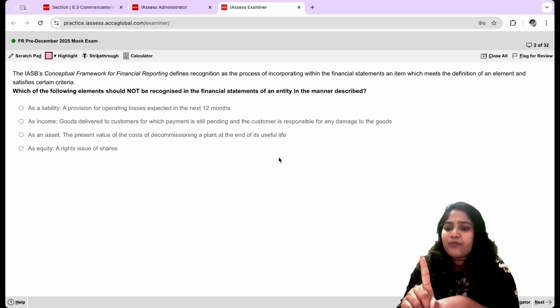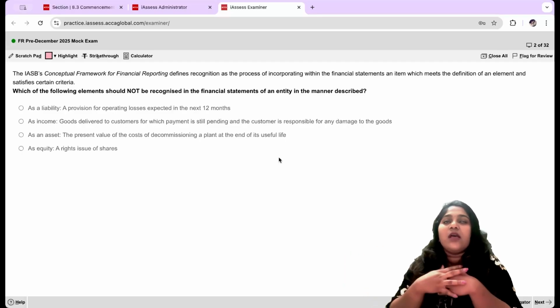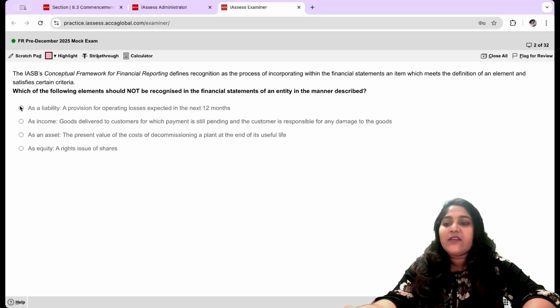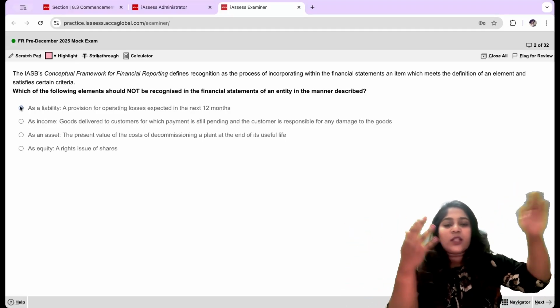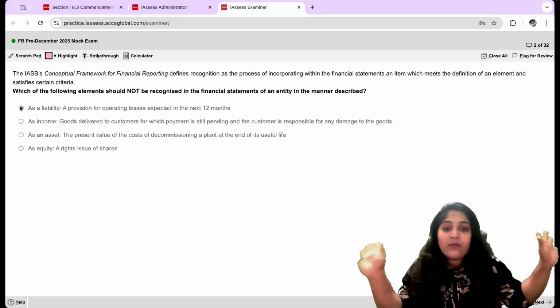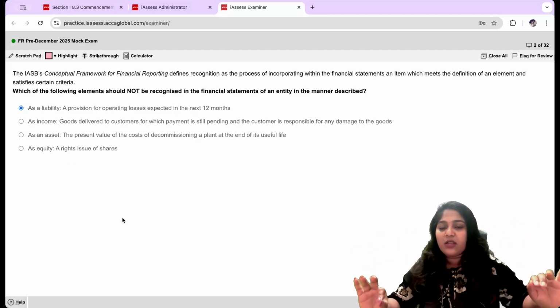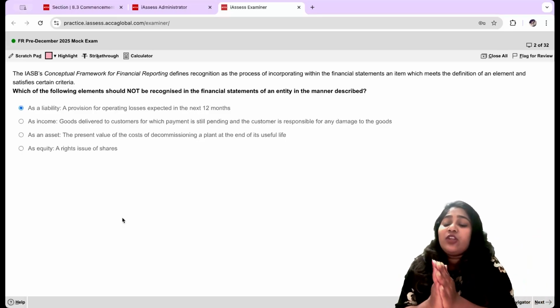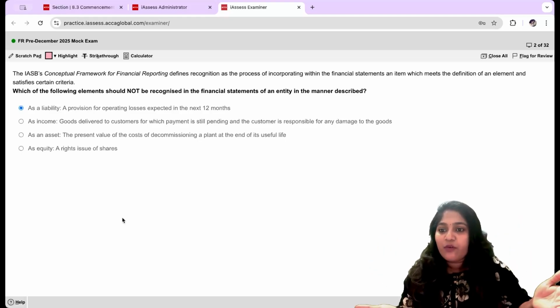Which of the following elements is not recognized? Only one answer. As a liability, provision for operating losses expected in the next 12 months. See, I will close my eyes and say this is my right answer, because I will never create a provision if I have operating losses expected in the next 12 months, 3 months, any months, like tomorrow it's happening. As long as it is not a loss making contract, if it is my regular operating losses that are going to happen in the future, I will not treat it as a provision nor liability. So the answer has to be by default option A.